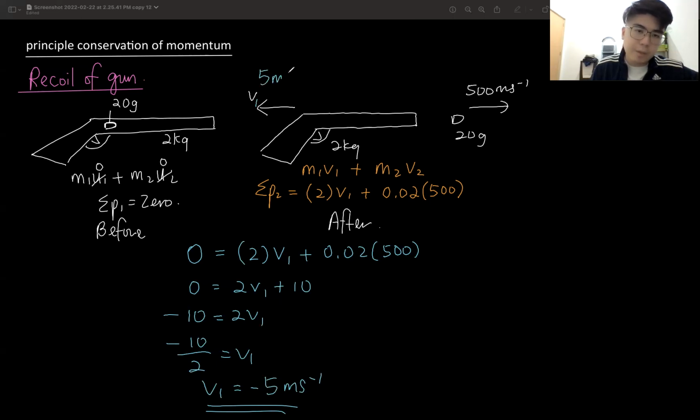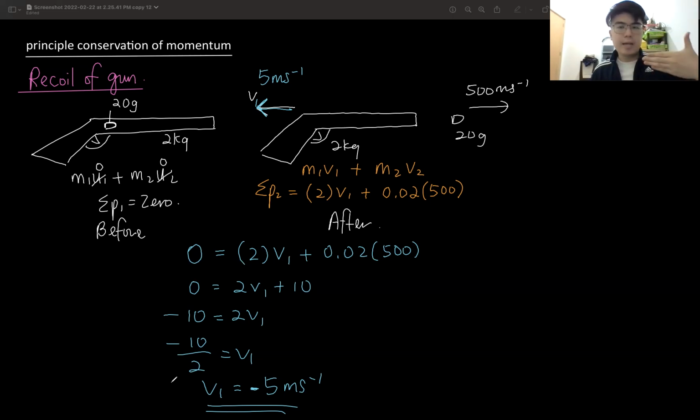This is 5 meters per second. If I label the arrow, then I do not need to put the negative. But in my mathematical equation, I cannot show the arrow, so I have to show the negative here. Okay, so based on your calculation, the recoil velocity is 5 meters per second. Is it fast or is it slow? 5 meters per second for a gun is considered very fast.